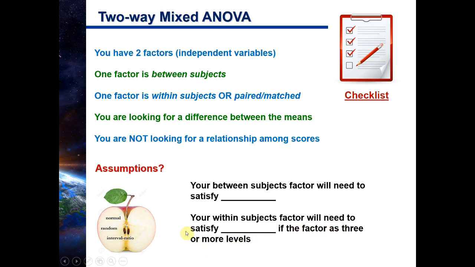So you see why the mixed has plus two more? Because you're going to have a plus one more for the between subjects and plus one more for the within subjects.